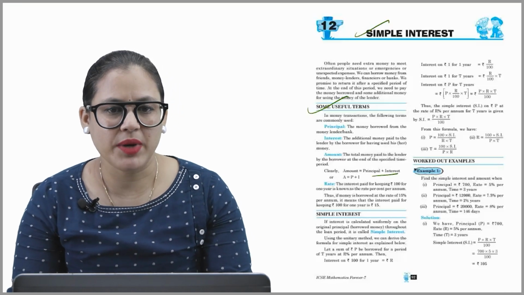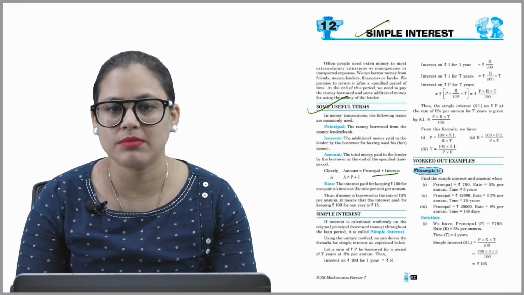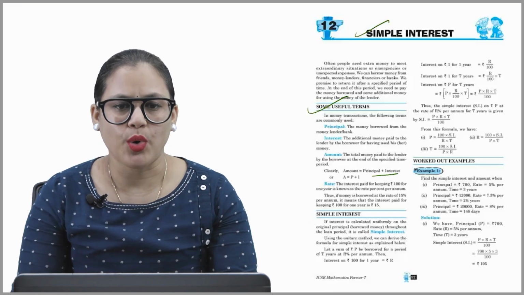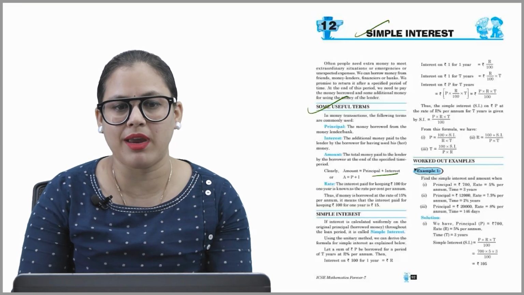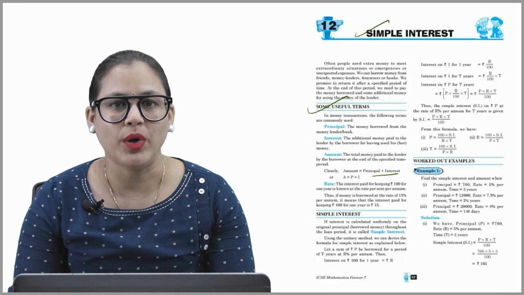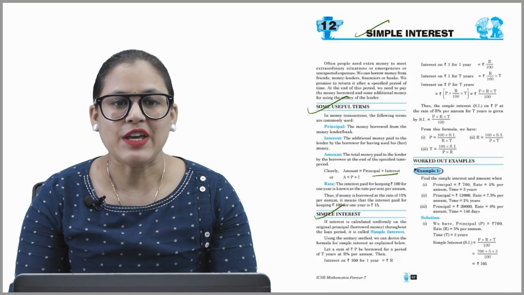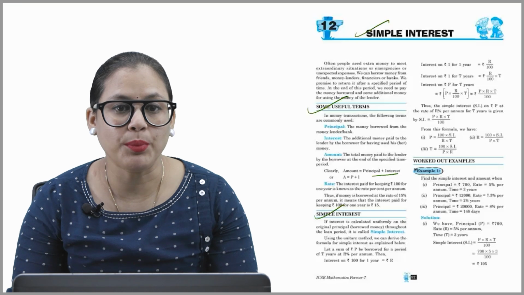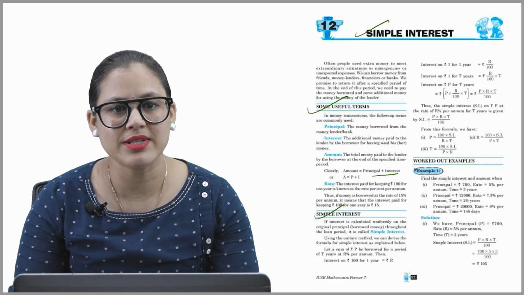Rate, the interest paid for keeping rupees 100 for 1 year is known as a rate percent per annum. Thus, if money is borrowed at the rate of 15% per annum, it means that the interest paid for keeping rupees 100 for 1 year is rupees 15, right? Simple interest. If interest is calculated uniformly on the original principal throughout the loan period, it is called simple interest.